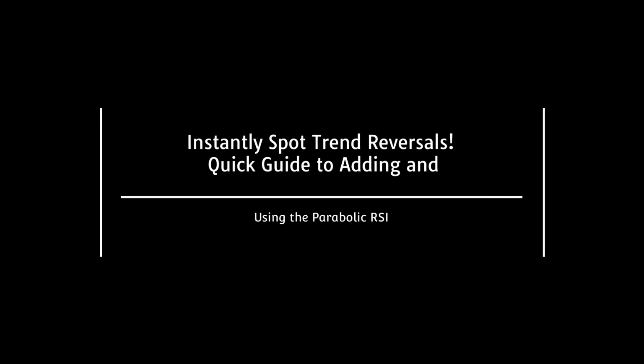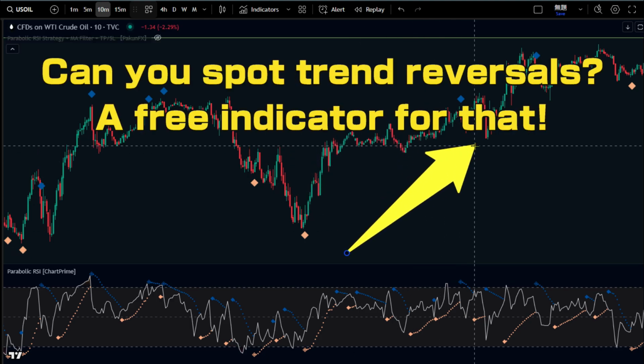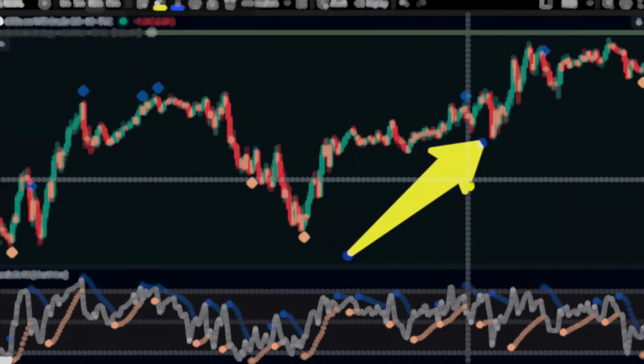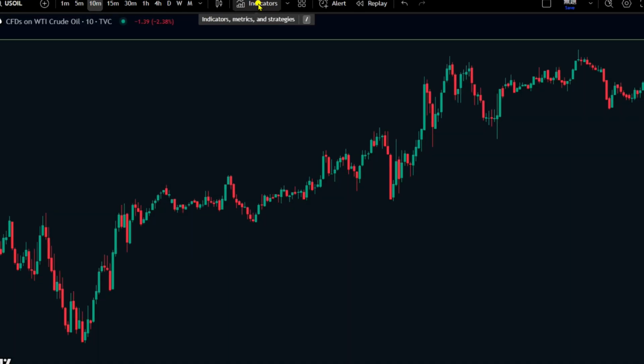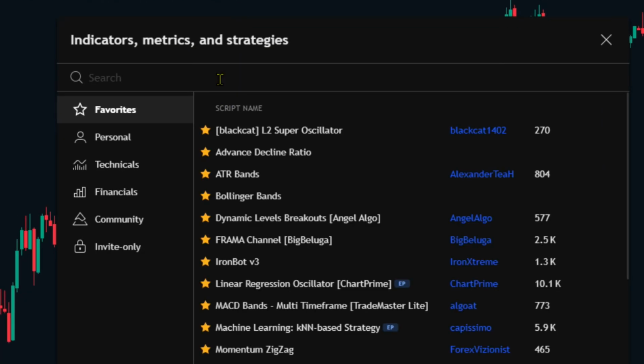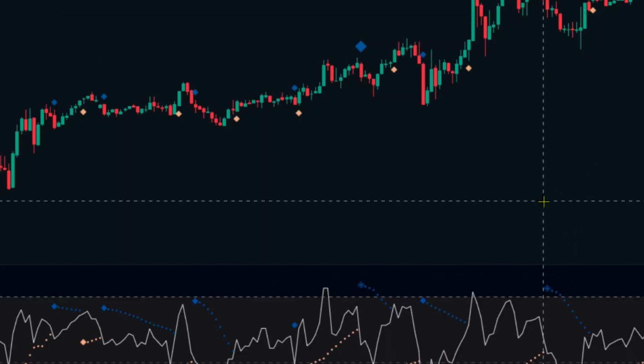Instantly spot trend reversals. Quick guide to adding and using the Parabolic RSI. Is it true you can literally see when to buy here? This time, we'll explain how to add the popular Parabolic RSI Chart Prime to TradingView for free and show you exactly how to use it. First, open TradingView and click on Indicators at the top. In the search bar, type Parabolic RSI Chart Prime. Then, click on the indicator that appears, and it will be automatically added to your chart.